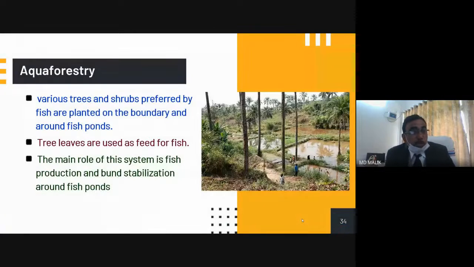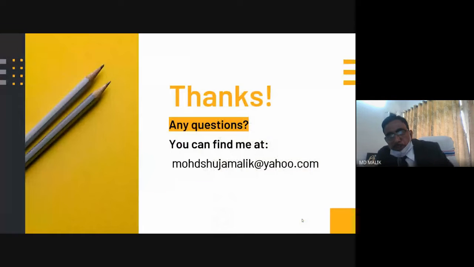Then aqua forestry. Even in northeastern region of India, they have very good aqua forestry models. We have also done it: around the tree, we have planted the trees, and we have kept the boxes also there, and we are producing the fish also, and it's very important that this requires promotion.